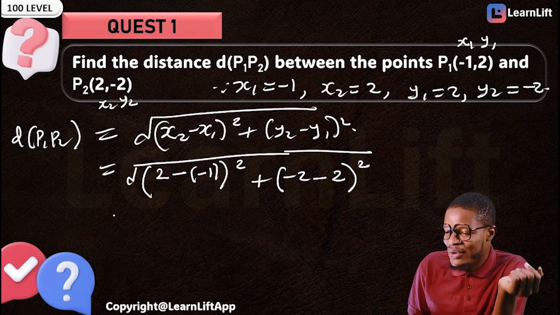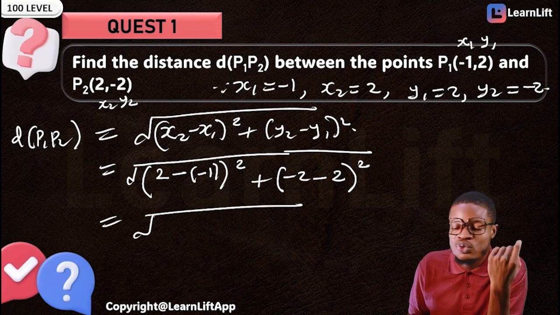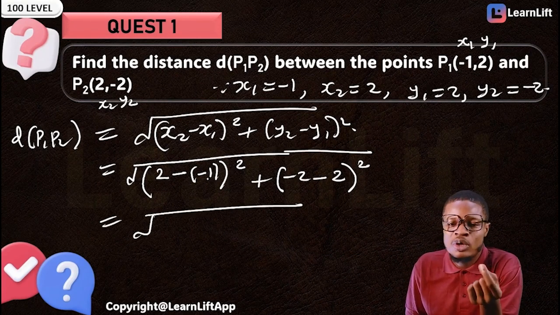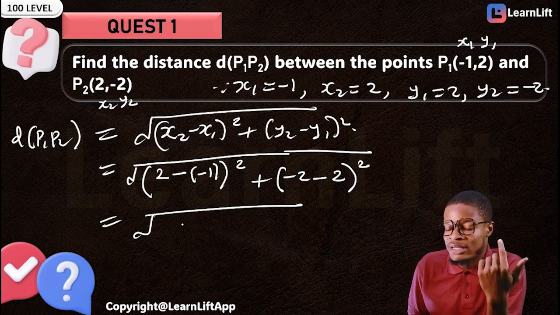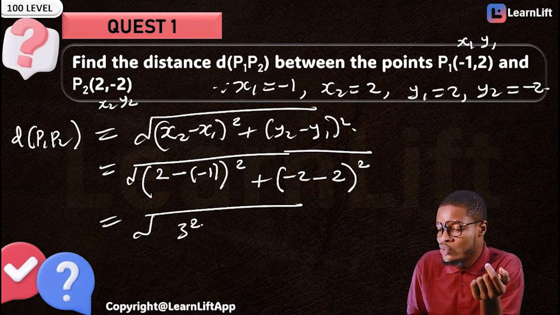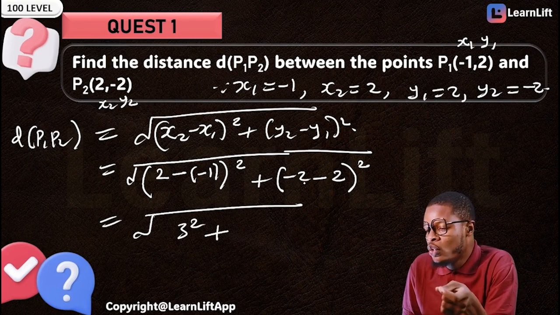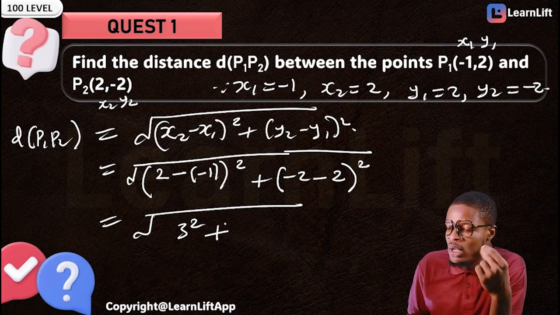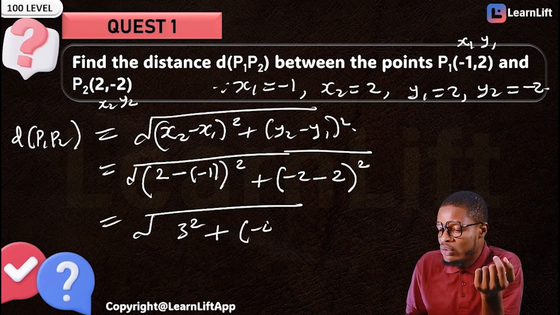Oh, yes. That will give you the square root of what? 2 minus minus 1, what is minus minus? It is plus. That's 2 plus 1. That's how many? 3. 3 square plus minus 2 minus 2 is minus 4. And what do we have it to be? That will be minus 4 square.